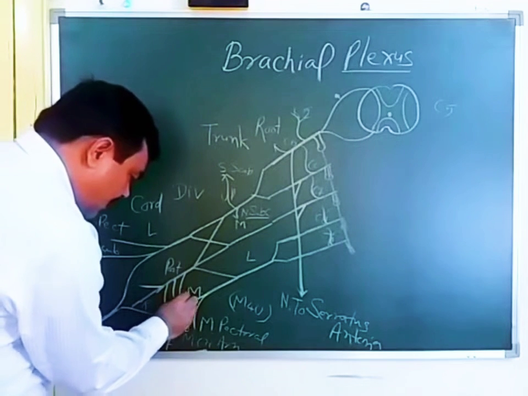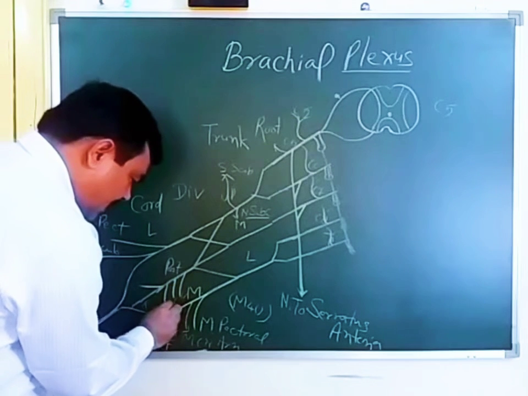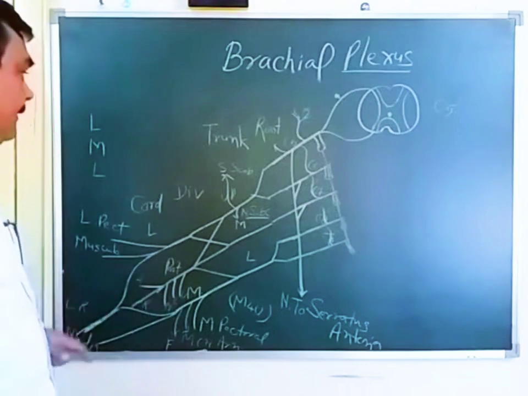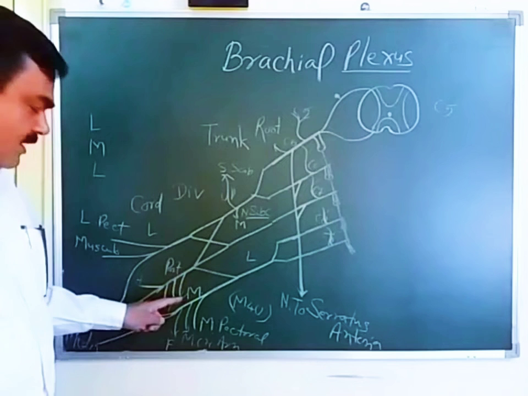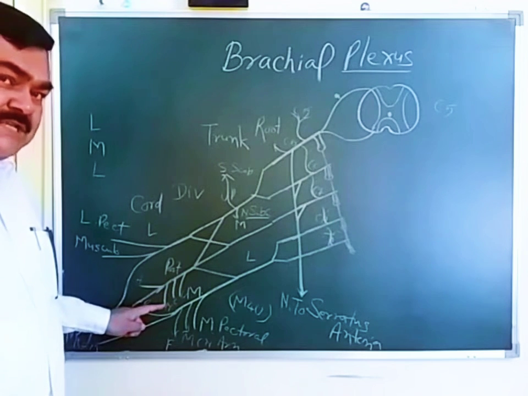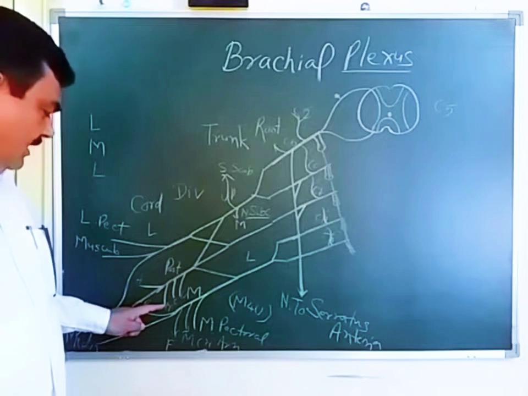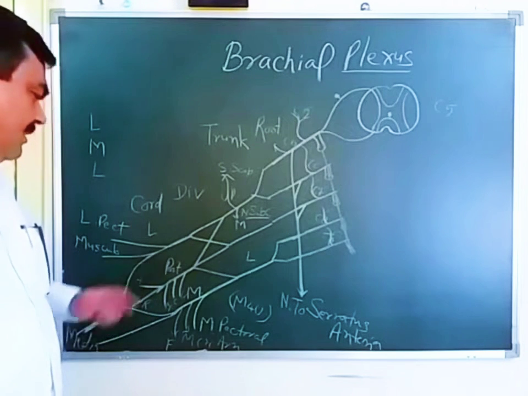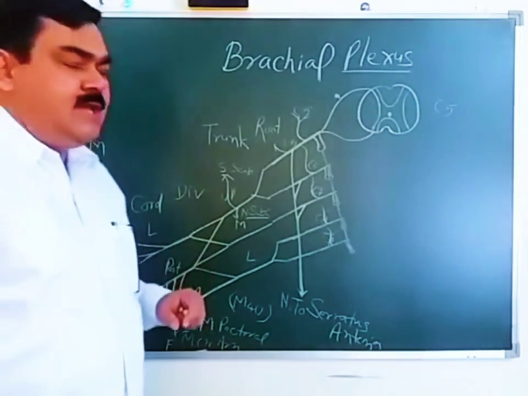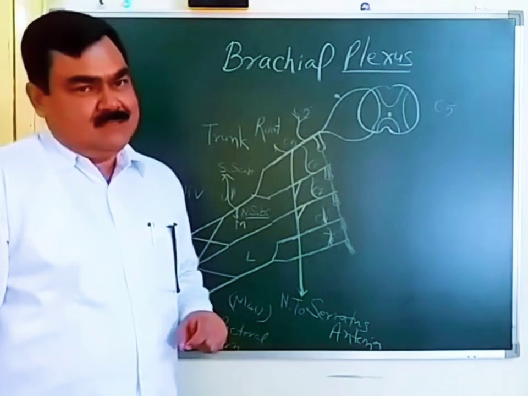Ulnar, U-L-N-A-R, ulnar. Upper subscapular, lower subscapular, nerve to latissimus dorsi or thoracodorsal, axillary and radial nerve. So these are branches that arise from the brachial plexus.